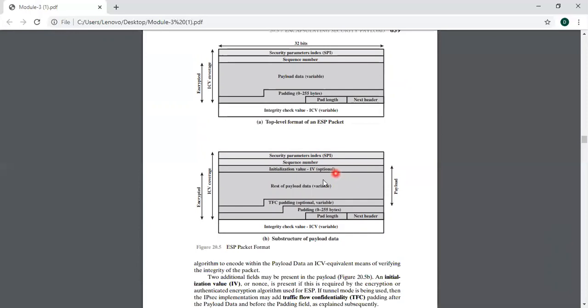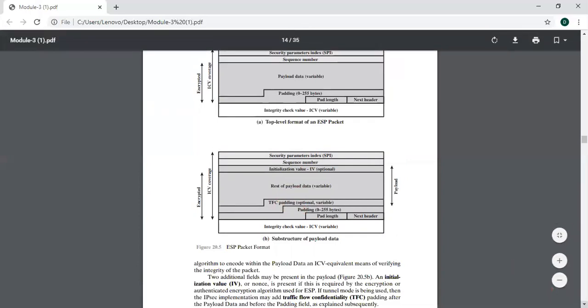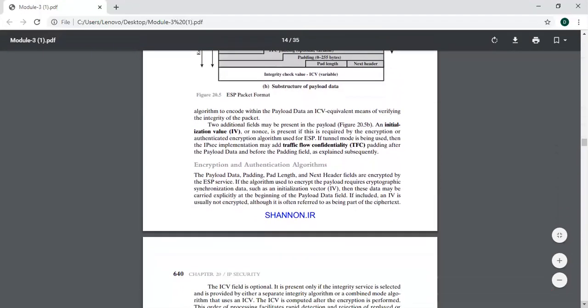Next is TFC. TFC means traffic flow confidentiality. When tunnel mode is used, TFC is used after payload data and before the padding field. You can see in the diagram that this TFC is used for tunnel mode, after payload data and before padding. So for traffic flow confidentiality, when tunnel mode is used, we have to use TFC in order to provide security for the entire packet.